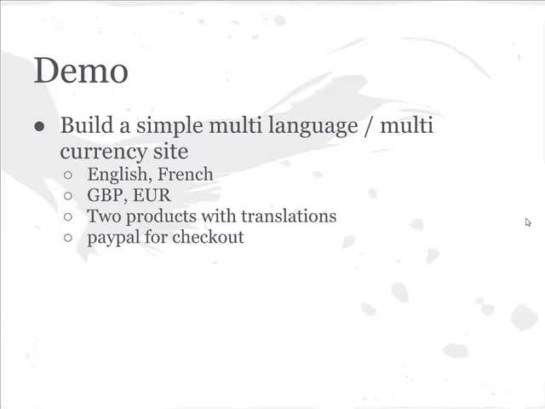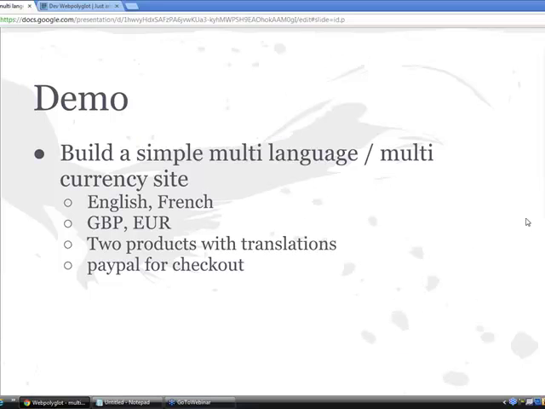As I said, very few slides from me, so we're going straight into the demonstration. I'm going to build a very simple multi-language, multi-currency site. We're going to have English and French as the languages, and two currencies: GBP, that's British pounds, and euros as well. We'll have two products in there, and then I'll add translations of those products. And last but not least, we'll use PayPal for the checkout. So fairly simple, not too in-depth. Bear in mind, I don't want to take too much of your time. I'm only taking 30 minutes, so it'll be a fairly simple site. Let's go over to my demo site and start the build.